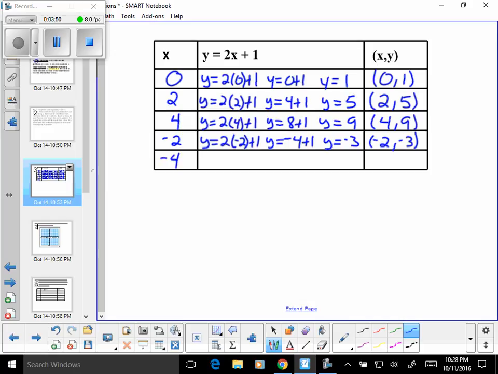Let's choose -4. 2 times -4 plus 1, so y is going to equal -8 plus 1, y will equal -7. And the point to graph will be -4, -7.